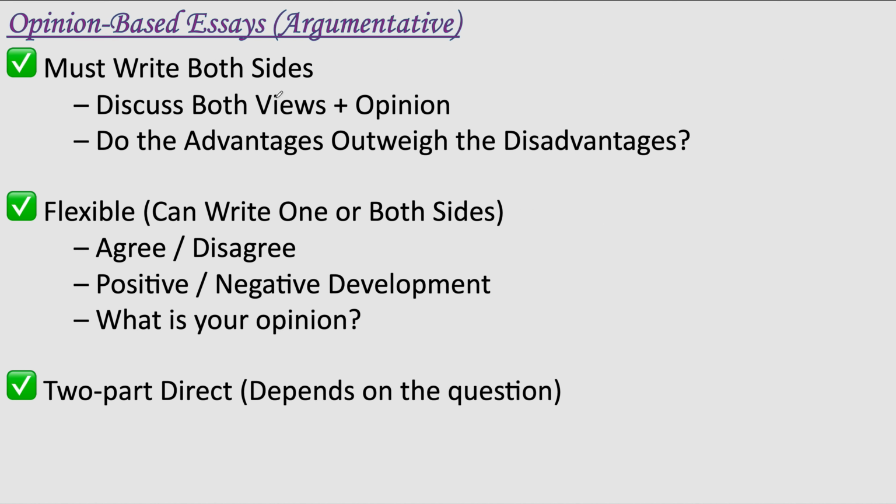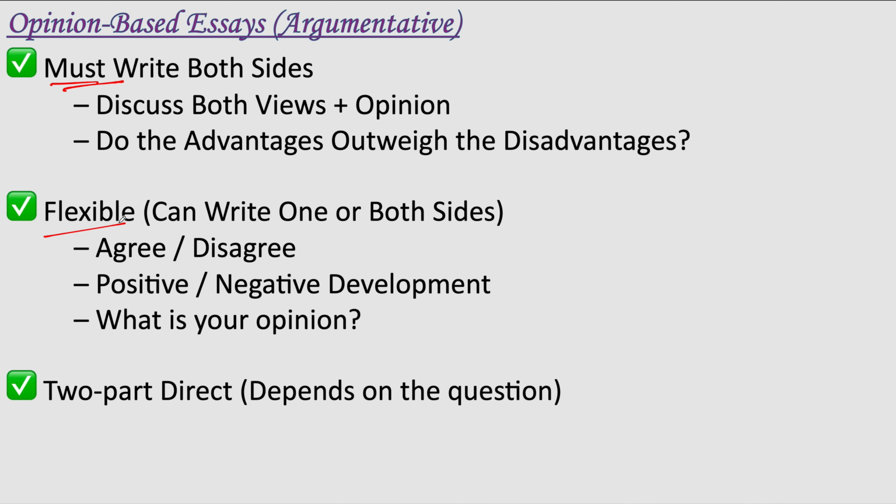Next up, questions that ask for your opinion. We divide these into two main subcategories. In some questions, we have to write about both sides. In others, we don't have to write about both sides. We can write about one or both sides.